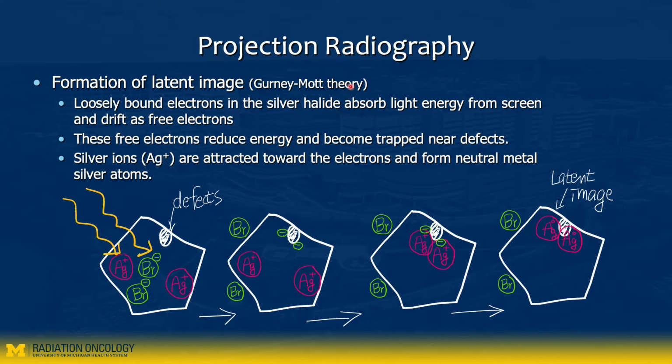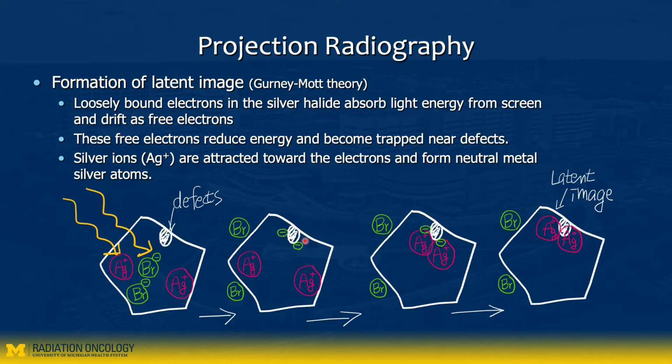So there's a theory explained by Gurney and Mott. Here is the silver bromide crystal. And as you know, bromide has abundant electrons. Some loosely bound electrons in the silver halide, in this case silver bromide, will absorb light energy from the screen and drift as free electrons, as you can see in this image. These free electrons can reduce their energy and become more stable by trapping themselves near the defects, the impurities here.